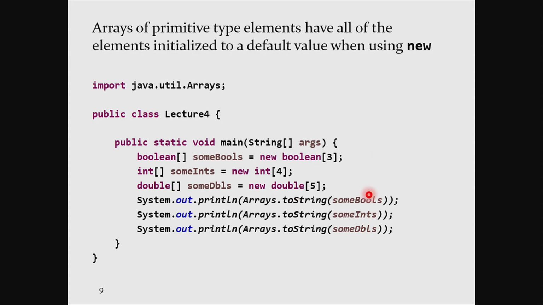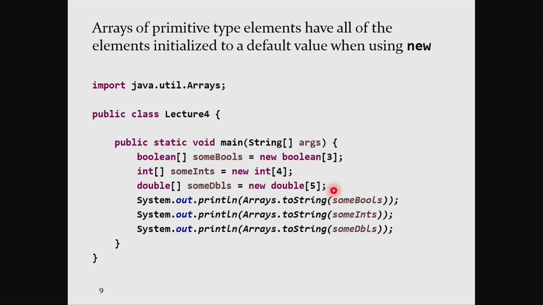So I've got 3 arrays here. someBools is an array of booleans. It can hold 3 boolean values, 3 true-false values. someInts can hold 4 int values. And someDoubles can hold 5 double values.